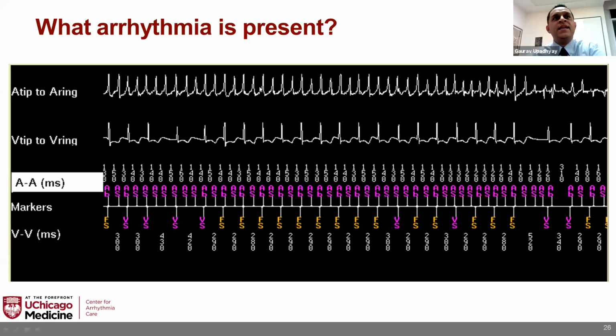Awesome. And here we see the device is actually telling us, oh my gosh, the atrium is going 130, 140, 140, 150, 160. It's incredibly fast. I mean, 140 is like a heart rate now that's approaching 500 beats per minute. And then the ventricular intervals are also very fast and very irregular.